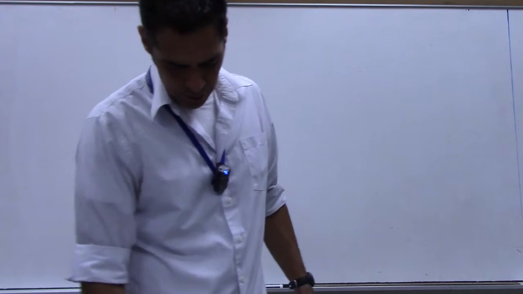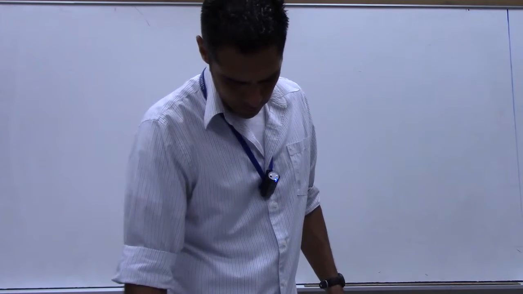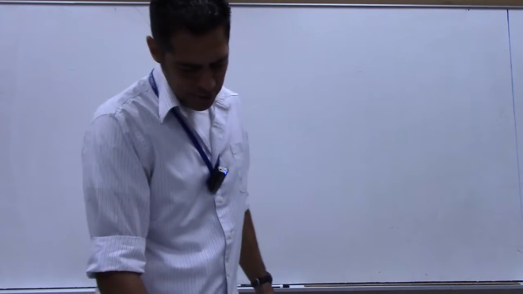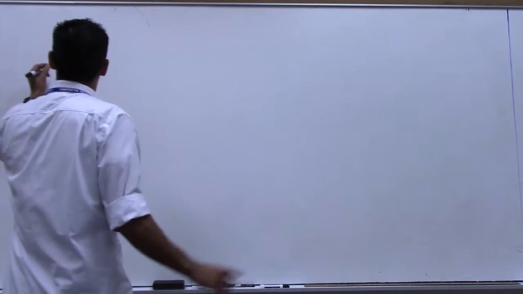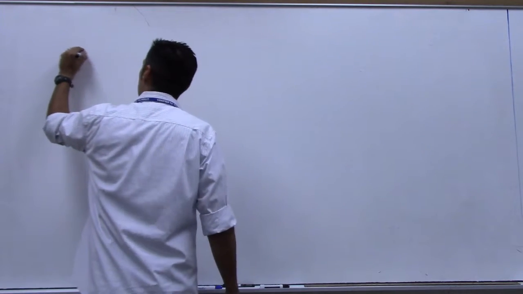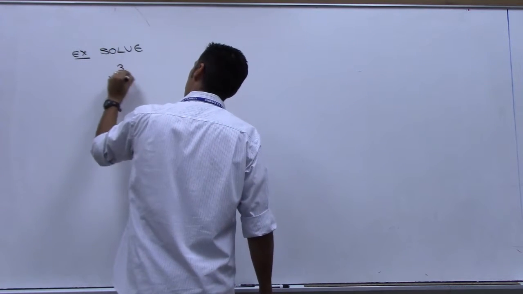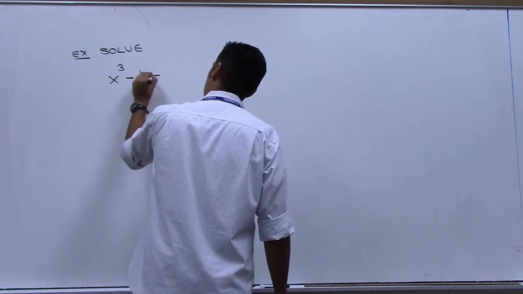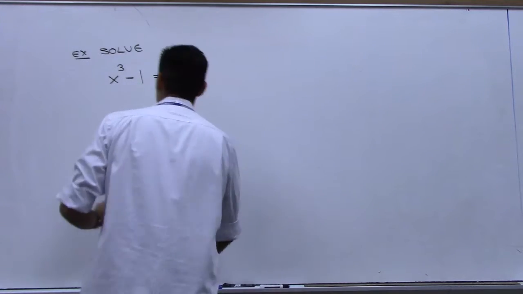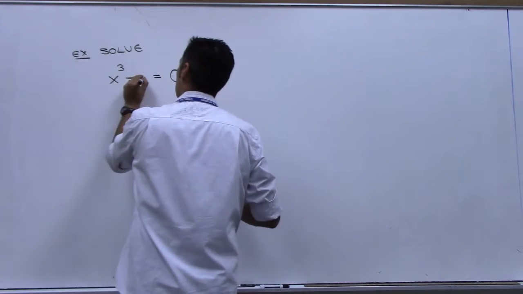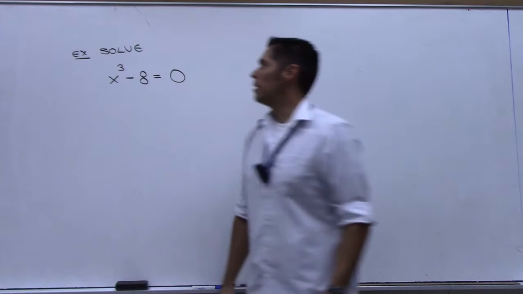That one's too easy. I'm gonna give you something else. I'll maybe get to those in a second. Solve x cubed minus 1 equals 0. Let's make it x cubed minus 8. There we go.